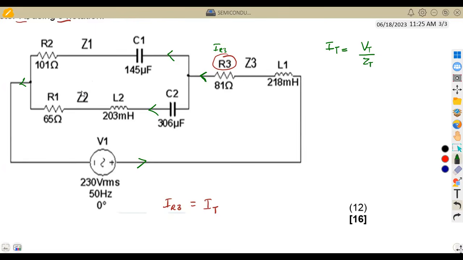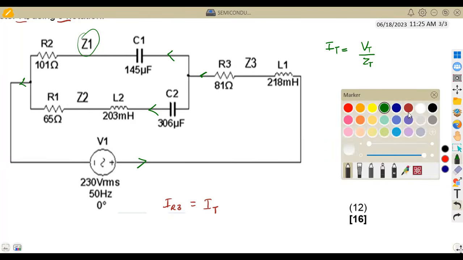All right, so let's check what we have in this case. In between here we are given Z1, Z2 and Z3. So we are going to combine these to find Z1, Z2, Z3, so that we can find our total impedance in this case.